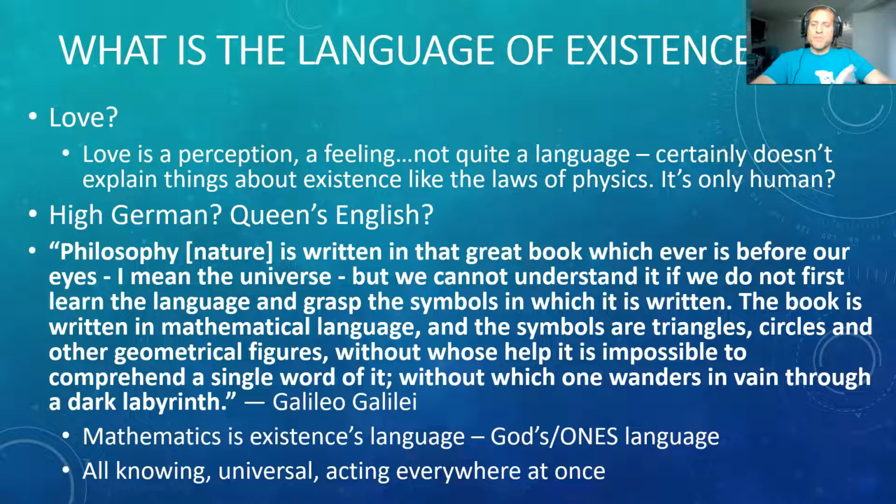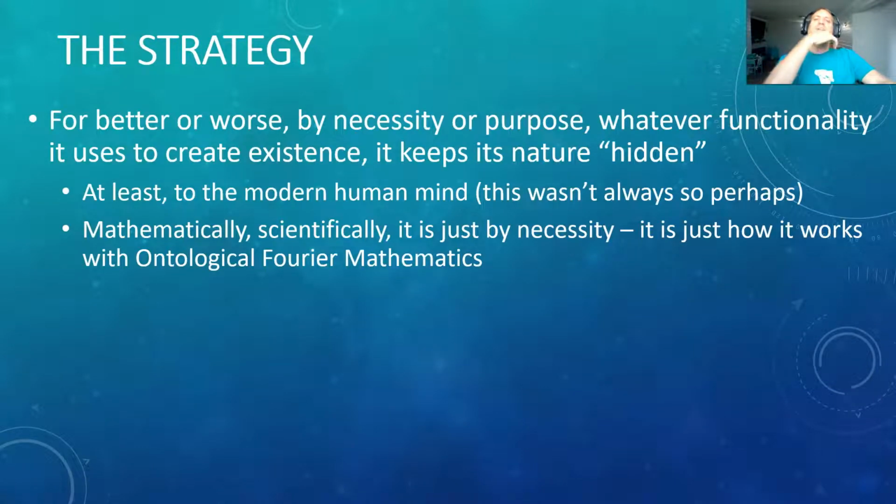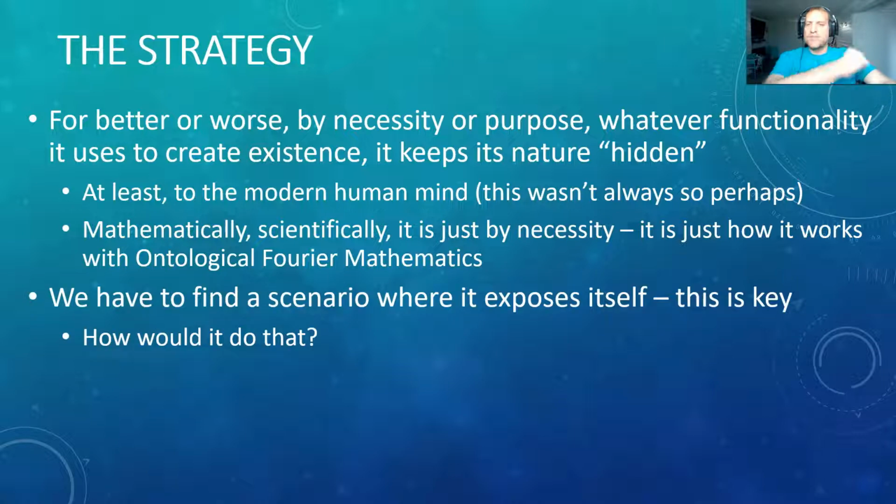So there must be a special form of mathematics, which is language's existence as mathematics. And that's what we call ontological mathematics. We'll get into that a little bit more ahead. Great. So the strategy. For better or worse, by necessity or purpose, whatever functionality the language of existence uses to create the universe, it keeps its nature hidden, at least to the human mind. Perhaps this wasn't always so, but mathematically, scientifically, it seems to be just by necessity. It's just how it works with ontological Fourier mathematics. Perhaps it's not too important a point, but we will touch on it again ahead.